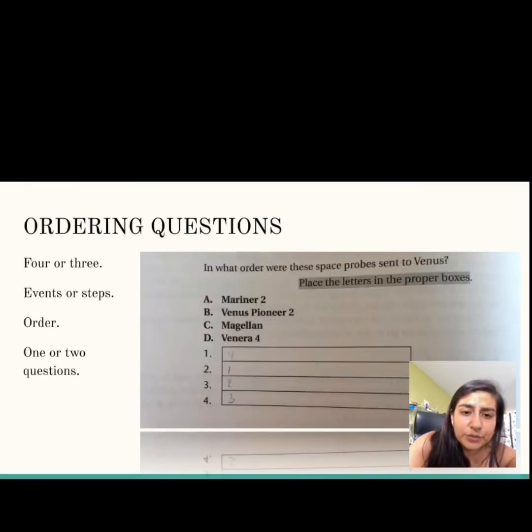Ordering questions ask you to put 3 or 4 events or steps in order. You have to click on A, B, C, or D choices and then put it on the box it belongs. There will be 1 or 2 times that this question can appear in the test, as with the previous one.